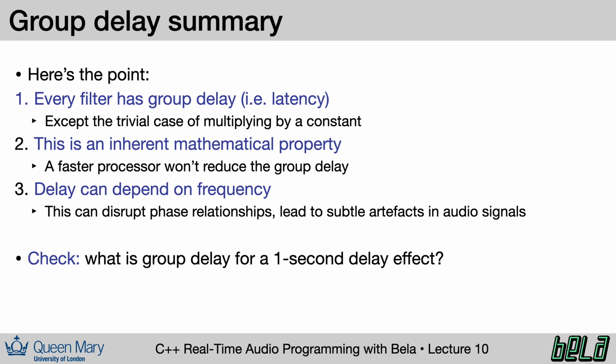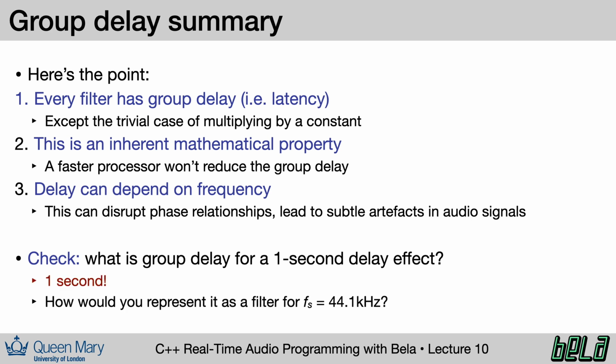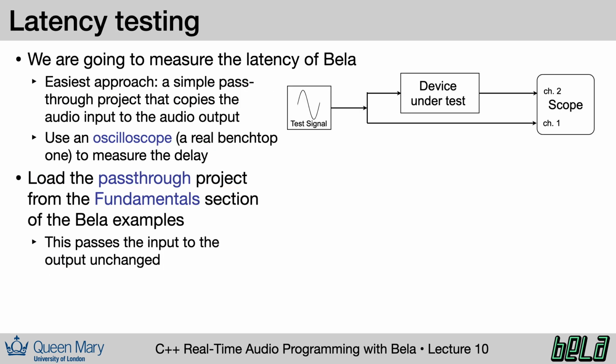Okay, so as a final check, what would be the group delay for a 1-second delay effect? Well, trivially speaking, the answer is that the group delay is 1 second. But then the question is, how would you represent this as an FIR filter at 44 kHz? You need to have at least 44,100 coefficients, with the last of them having a value of 1 and all previous coefficients having a value of 0. That's a summary of latency and where it comes from.